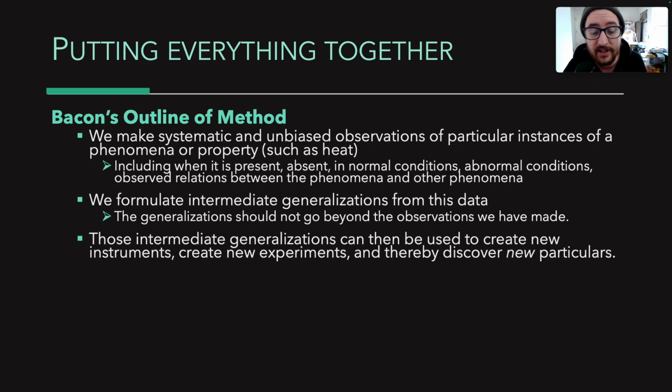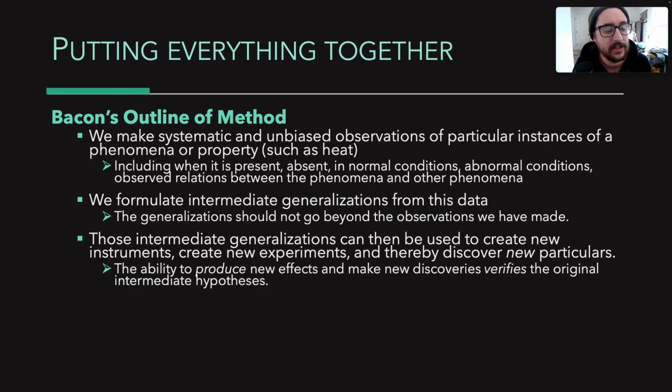But once I have those immediate generalizations, I can then use them to create new instruments, new experiments, and thereby discover new particulars. So once I discover general principles about how light interacts with lenses, for instance, specifically, then I can build a telescope, which will then allow me to observe new things further away and get new data to come to even more general positions about how light behaves not just with lenses, not just on Earth, but also in the night sky.